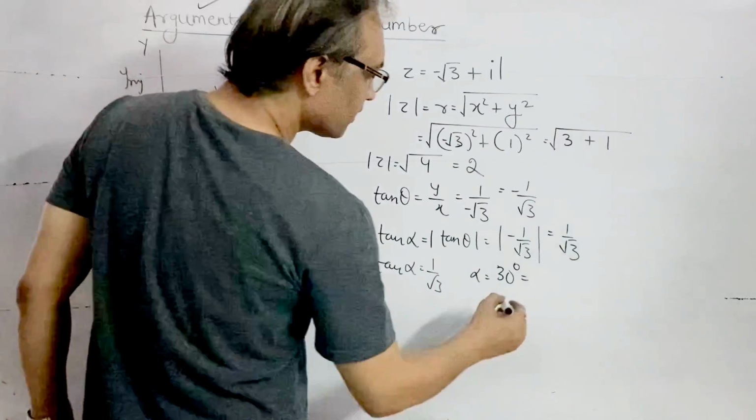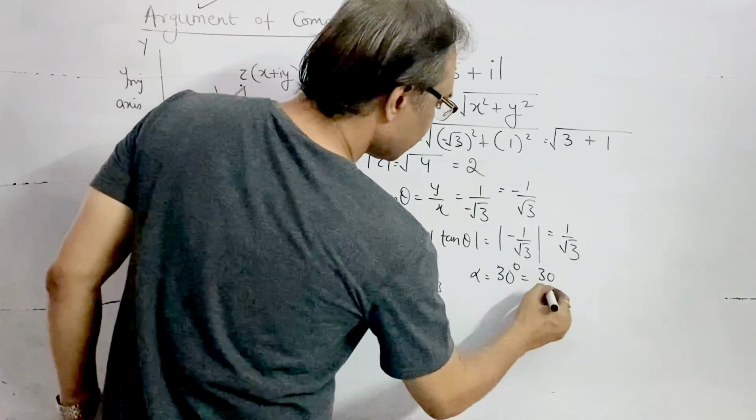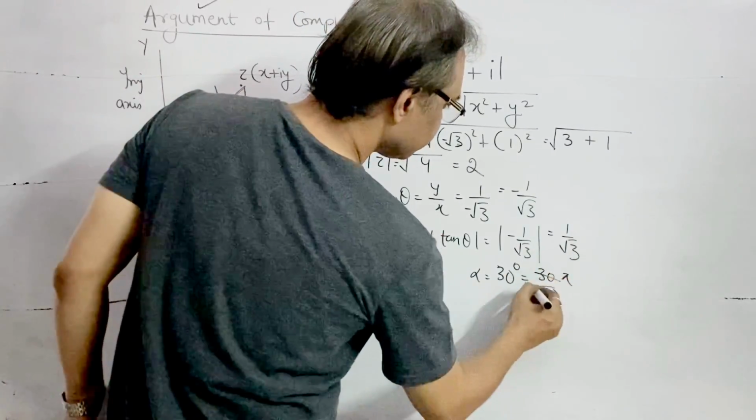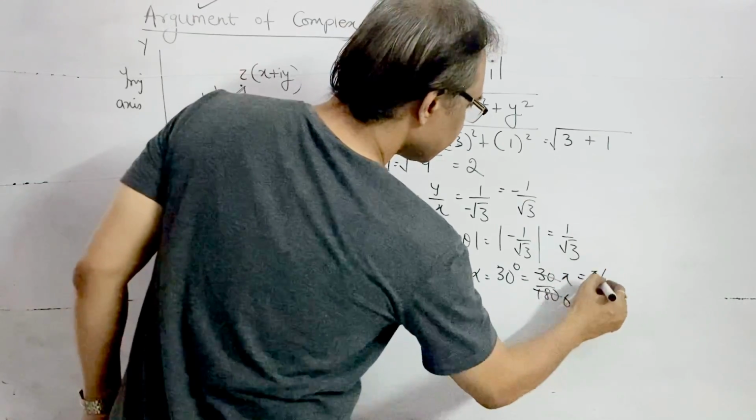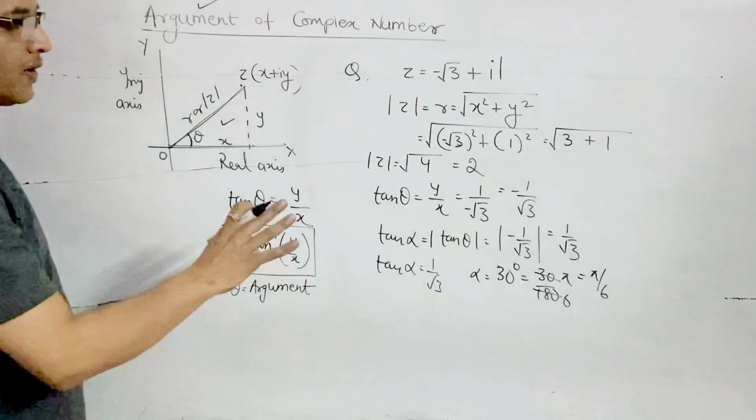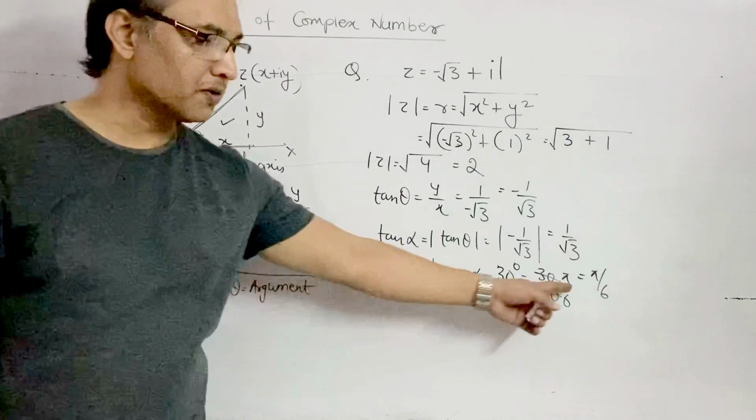Now we'll convert it into radian. For that we divide it by 180 and multiply by pi. So it is pi by 6. So the value of alpha is pi by 6 radian. So I've got the value of alpha.